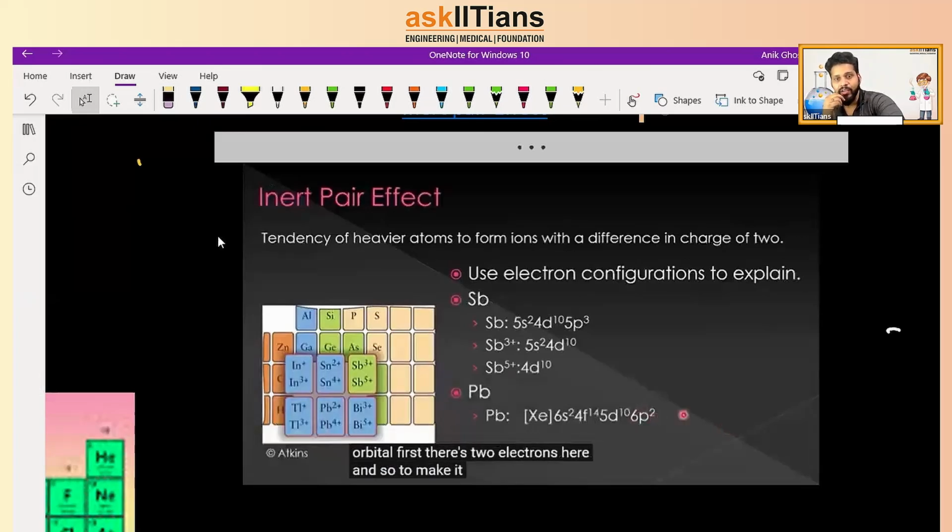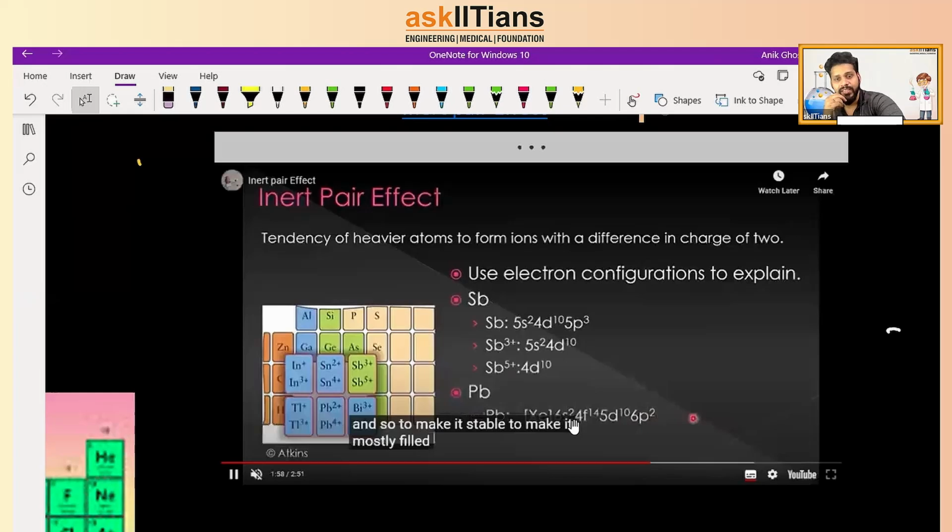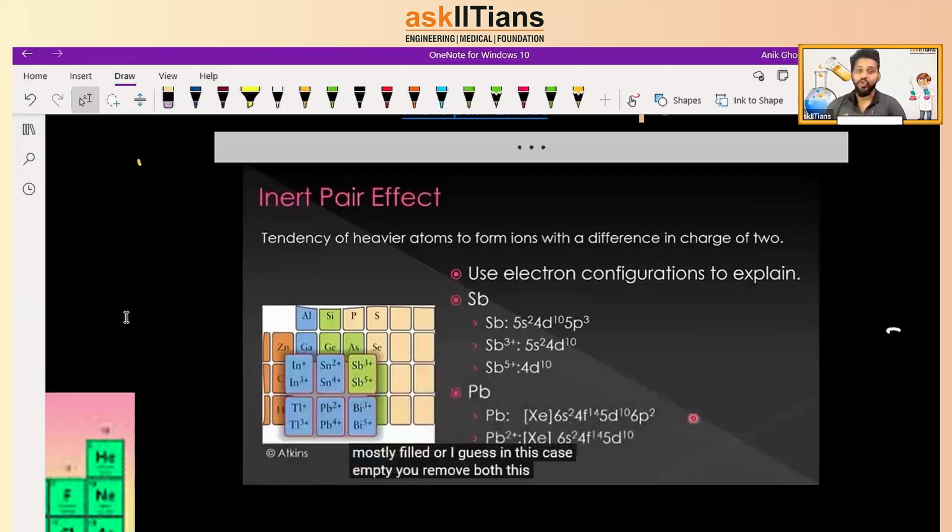For lead, as you can see, the electronic configuration is 6s2, 6p2. The 4f and the 5d orbitals in between are actually energetically lower, right? 6s is energetically higher. So as a result, when we are talking about the formation of Pb2+, the electrons are going out from the 6p, correct?